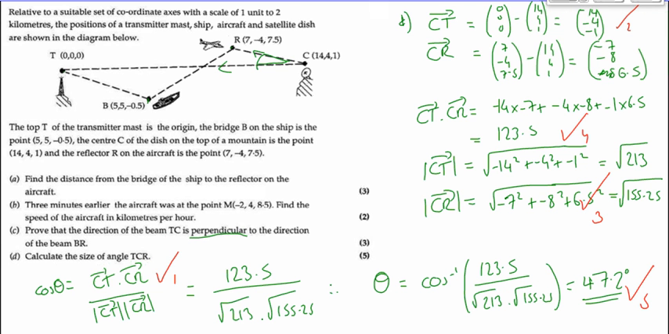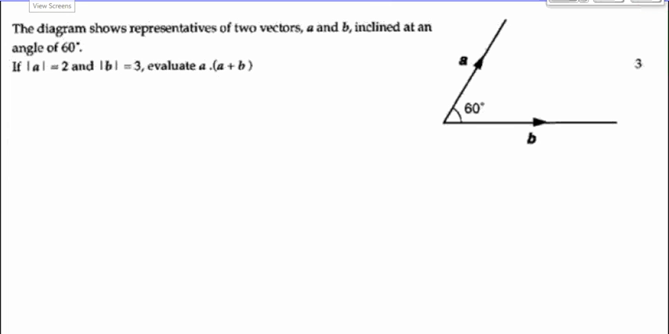Okay, let's go. So I think this is question 10. Question 10, just 3 to go. They're a lot shorter than the last 2, I wouldn't worry about that. Okay, the diagram shows representation of 2 vectors, A and B, inclined at an angle of 60 degrees. If those are your magnitudes, find the value of A dot (A plus B).